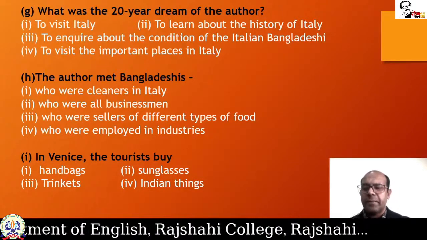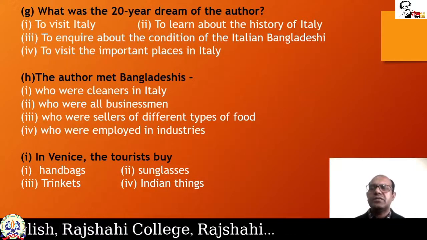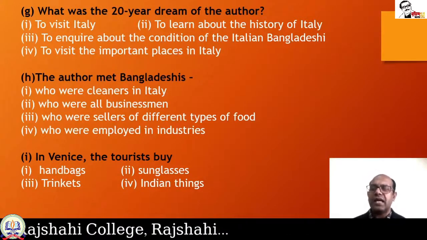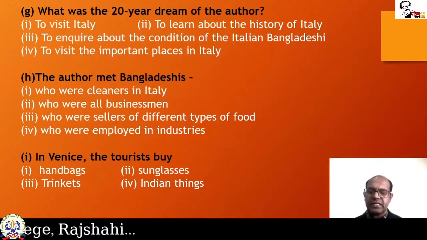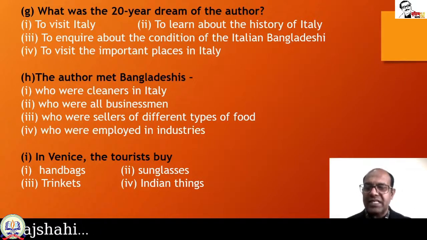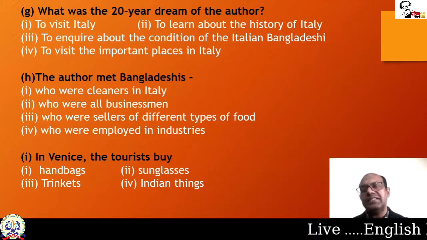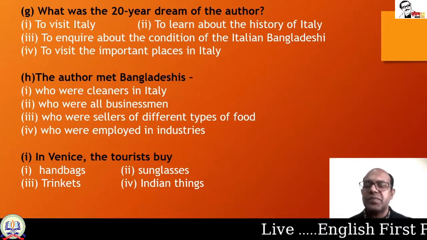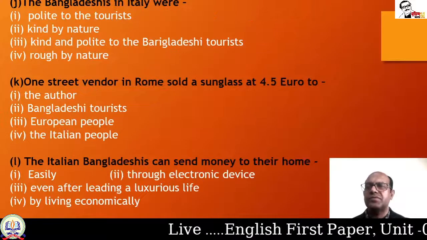Now question I. In Venice, the tourist buy. Option 1, handbags. Option 2, sunglasses. Option 3, trinkets. And option 4, Indian things. And undoubtedly option 3 is the correct answer. In Venice, tourists buy trinkets. Trinket is a kind of puppet made by balloons.